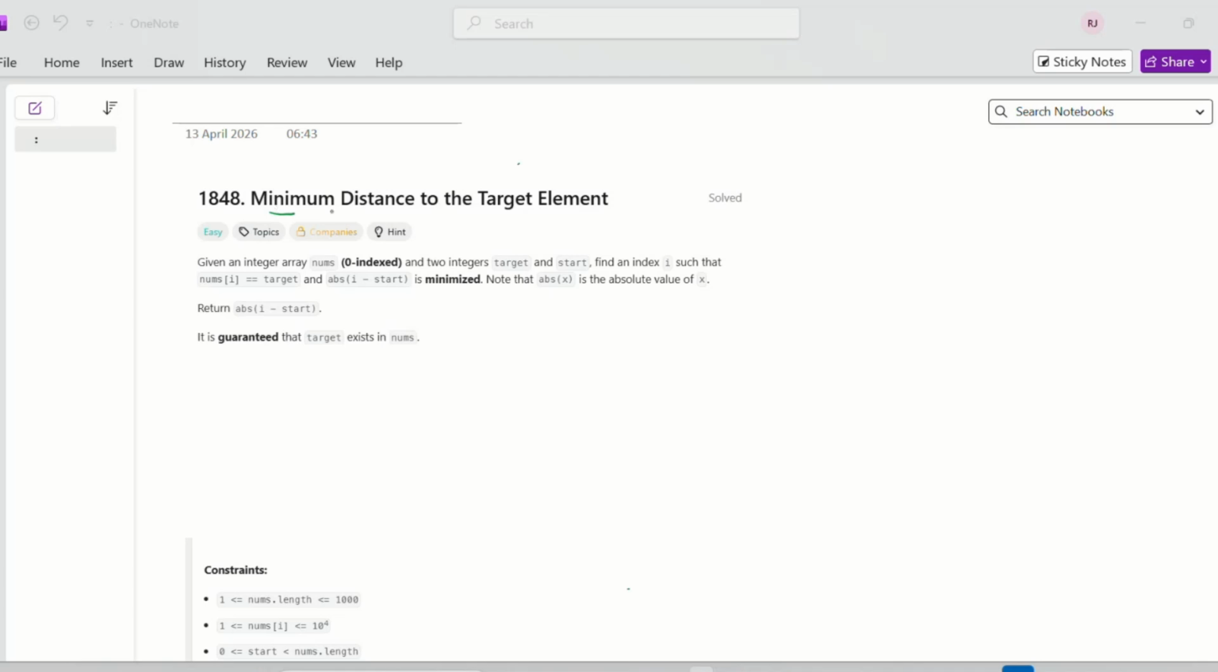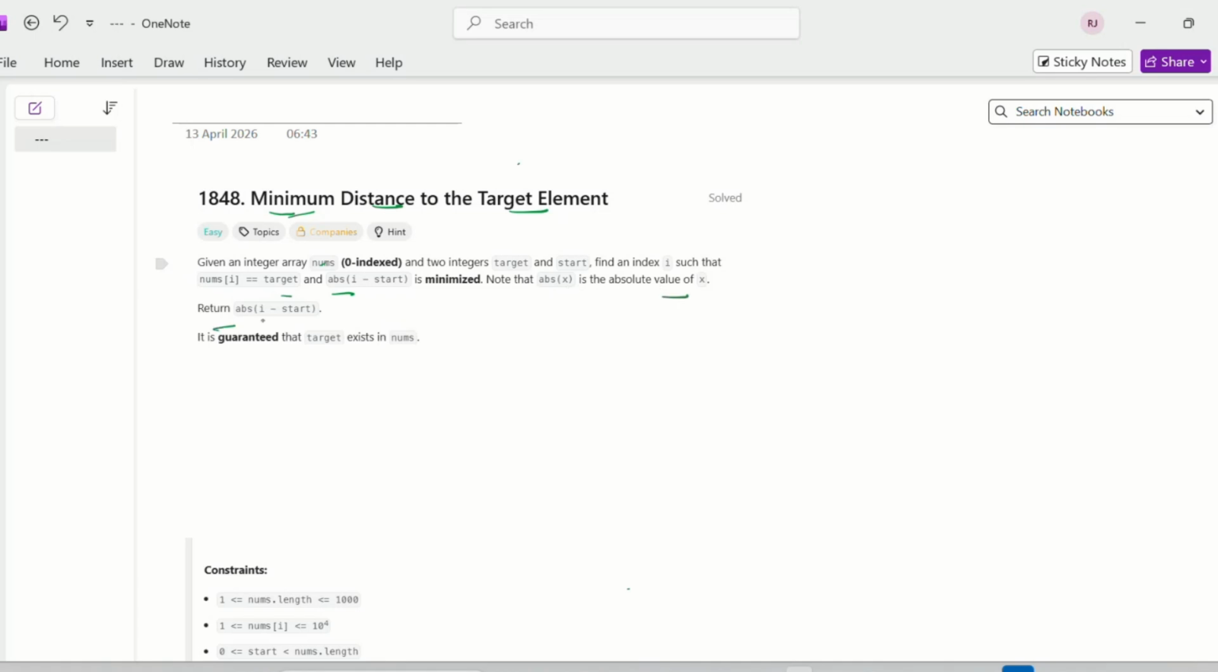Hi everyone. So today's problem of the day is minimum distance to the target element. What is given in the problem is: given an integer array nums and two integers target and start, find an index i such that nums[i] equals target and the absolute difference of i and start is minimized. Note that abs(x) is the absolute value of x.